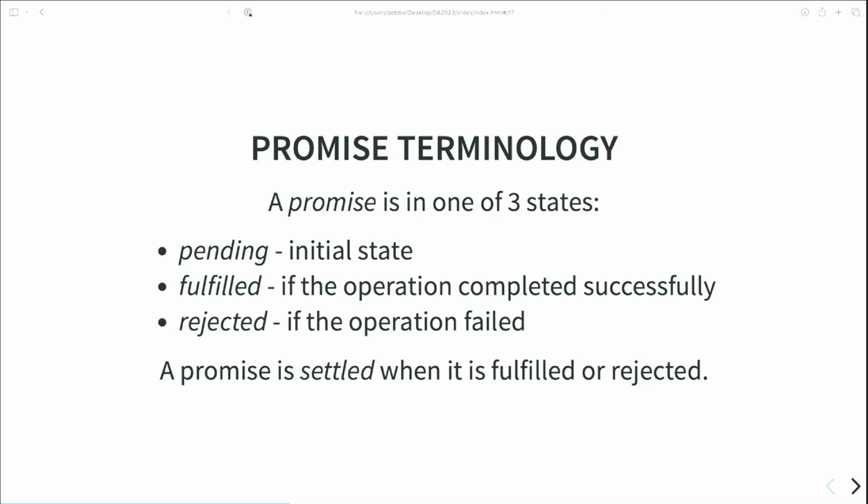So some promise terminology, which I'll hopefully stick to in this talk. A promise can be in one of three states. It starts off being pending. So when you first create your promise, it's not done anything yet. Then we say it's fulfilled if the asynchronous action completes successfully, and rejected if the operation fails. And then you also say that a promise is settled if it's either fulfilled or rejected, so when it's no longer pending.